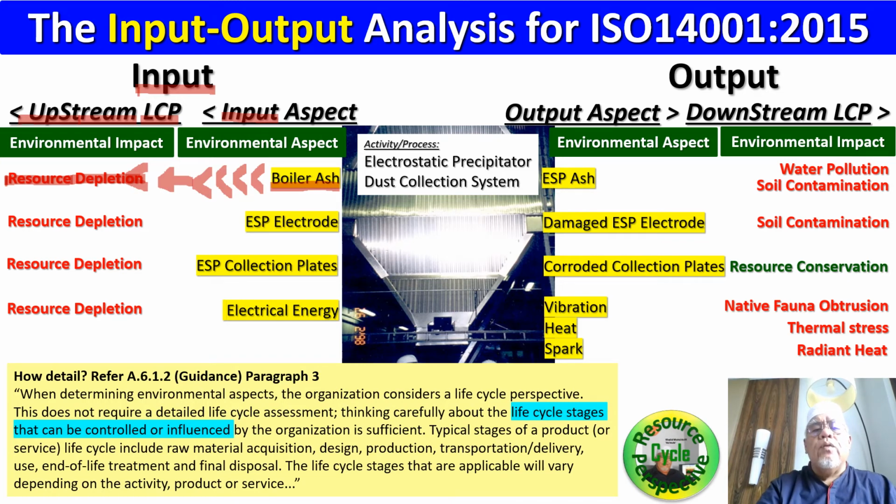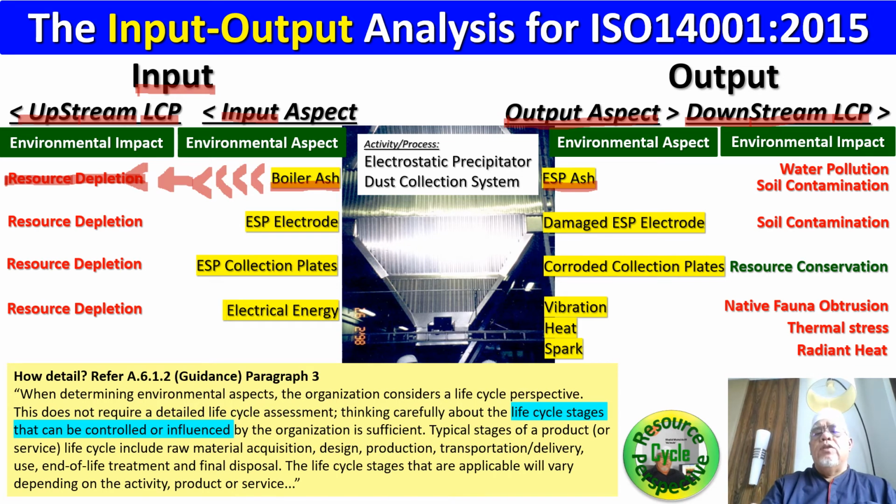Now, what comes out of the ESP is here, ESP ash. Now, the question is, how does the ESP ash interact with the environment and subsequently cause what type of environmental impact? So, here we go. Since it is an output environmental aspect, the formula, if I can say formula, it's not formula, it's just a rule of thumb, then we got to look at its life cycle perspective. Which direction? Downstream.